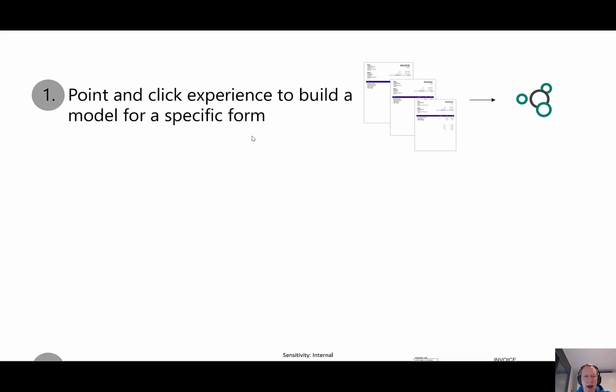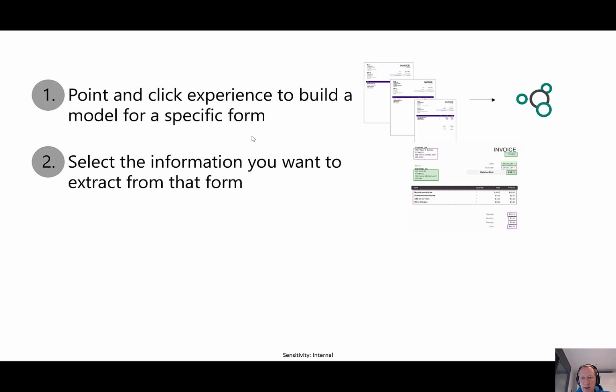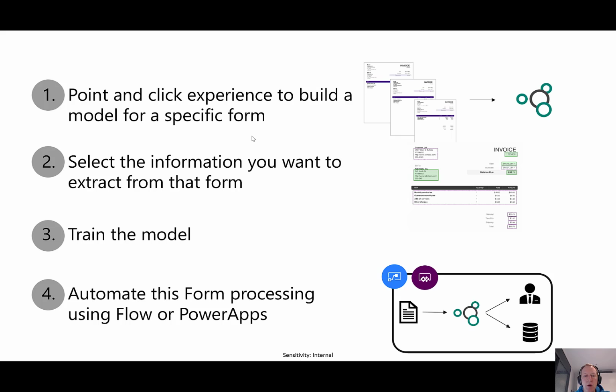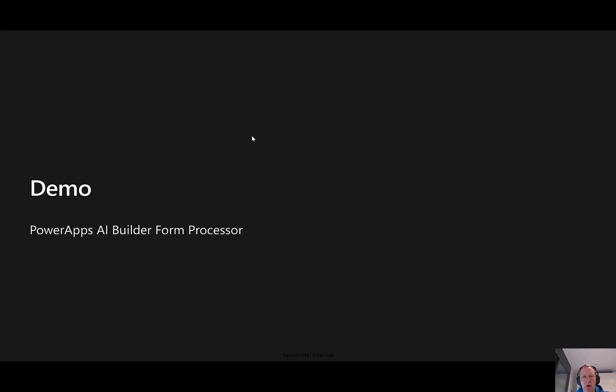We upload them to Power Apps. Then we select the relevant information. So we select the location where the information is written on the form. We train the model. And finally, we can use the model in a Power Apps or in a Power Automate flow. And we can upload other documents of this form type and then extract the information, use that in a Power Apps or in a Power Automate flow. Let's have a look.